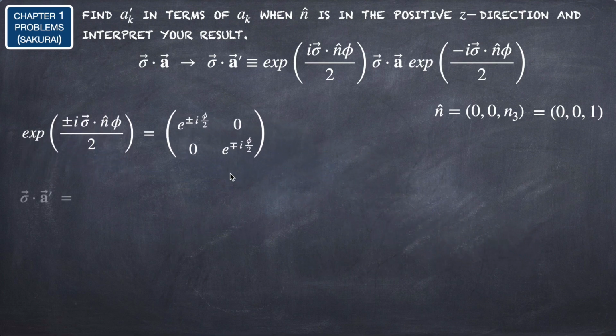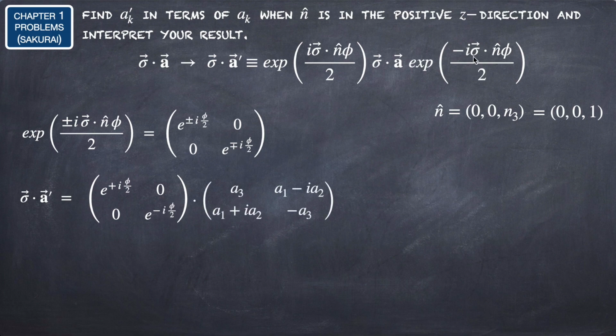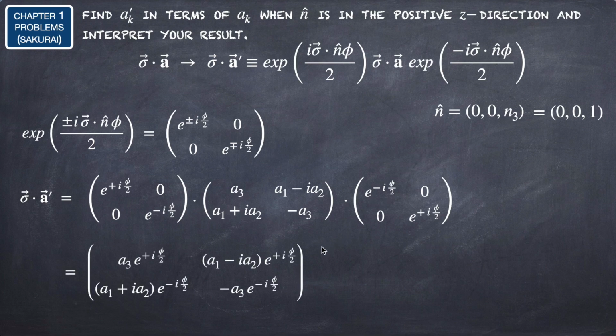So much easy. Sigma A prime will be this matrix with a positive sign, so the exponential of positive i phi over 2 and negative i phi over 2 multiplied by sigma A, which is A3, minus A3, as we already did in a previous slide, and multiplied by the exponential of negative sign of this argument, which is going to be the exponential of minus i phi over 2, and here the exponential of plus i phi over 2. So we need to do the product of these three matrices.